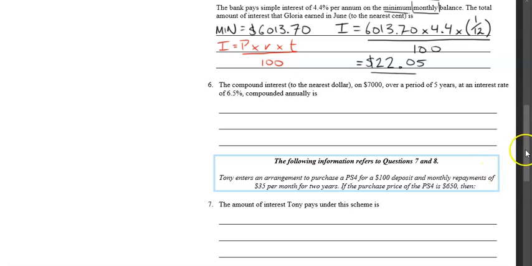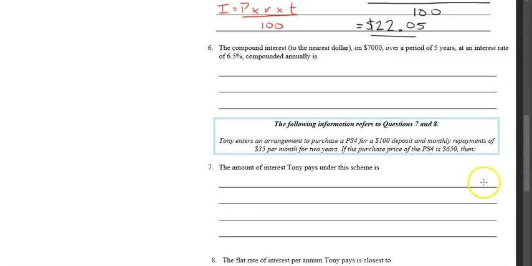Question 6. The compound interest to the nearest dollar of $7,000 over a period of 5 years at an interest rate of 6.5% compounded annually is what? Let's recall our compound interest formula. To get the full amount, we get our principal, times it by, in brackets, 1 plus r over 100 to the power of t. In this case here, our principal is the starting amount, $7,000.